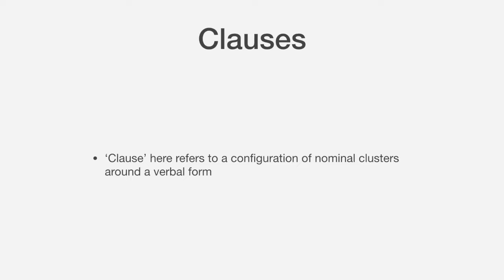If you were to think about an orbit, you'd have the primary, like the star, and then planets, which are satellites that go around the star. Well, the nominal clusters are kind of like the satellites here, and the verbal form is like the primary. So it's the gravitational center of the clause. So let's just look at a couple and we can get what's going on.